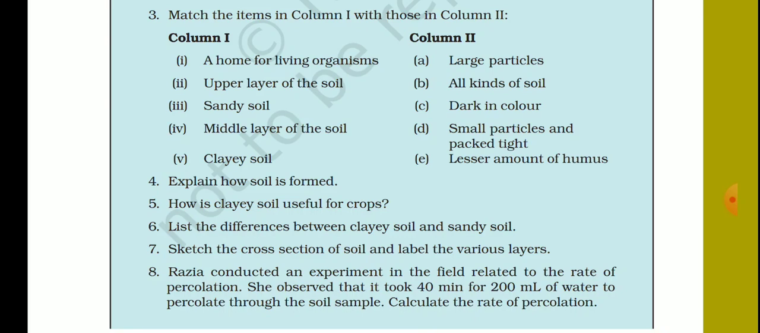Fourth, middle layer of the soil. The correct option that is matching is E, lesser amount of humus. Fifth is clayey soil. For the fifth, the correct option remaining is small particles and packed tight. So the first one, a home for living organisms, all kinds of soil. Upper layer of the soil, dark in color. Sandy soil, large particles. Middle layer of the soil, lesser amount of humus. Clayey soil, small particles and packed tight.